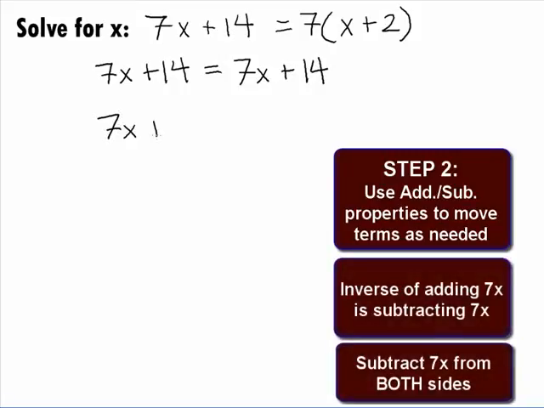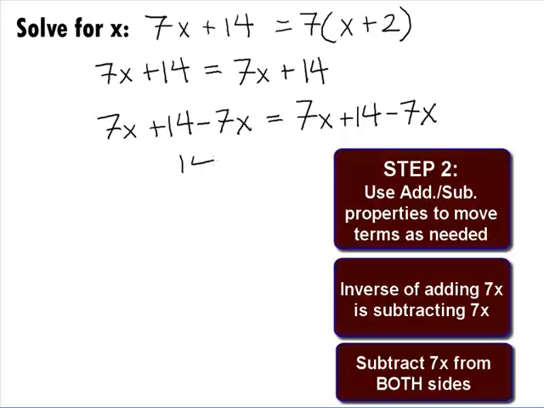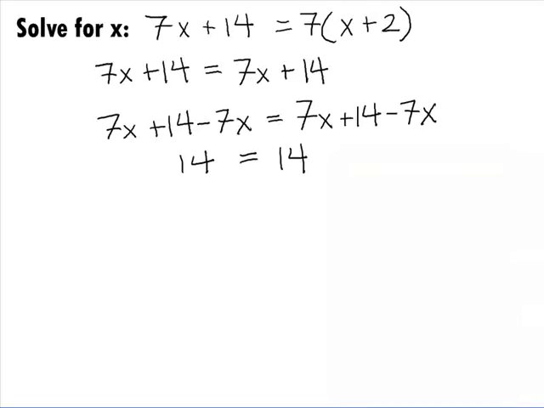When we do this on the left side, we get 7x plus 14 minus 7x equals, and on the right side we get 7x plus 14 minus 7x. On the left side, the 7x's cancel, and we have 14 equals, and on the right side, the 7x's cancel, and we also get 14. Hey, the variable disappeared on us. This does not mean that the answer is 14.